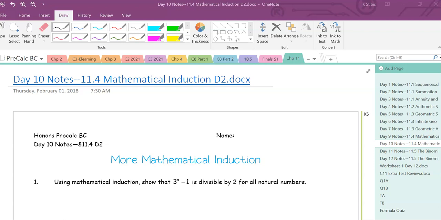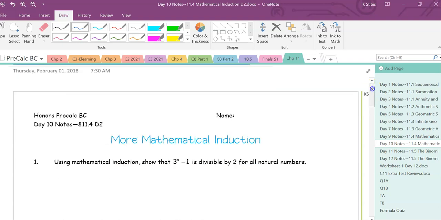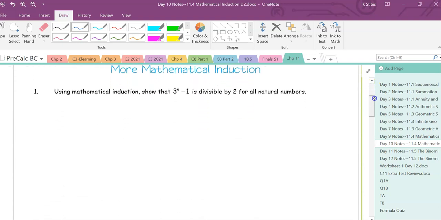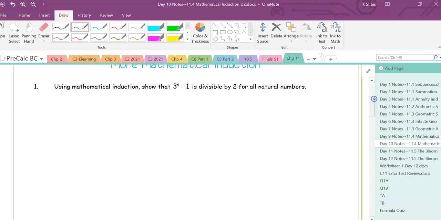Hello Pre-Calc BC. These are our Day 10 notes. We're going to be talking about some more mathematical induction. And these problems are going to be a little different than the ones we did yesterday, but we can still use mathematical induction to prove these.